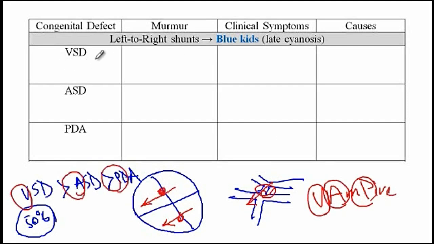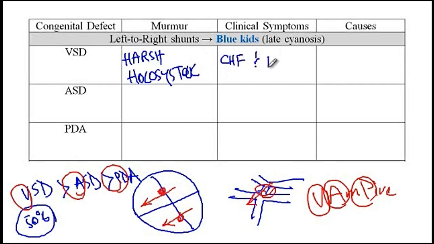Now let's start with VSD and talk about the type of murmur, clinical symptoms, and causes that are associated with ventricular septal defect. So the kind of heart murmur that you hear on examination with VSD is a harsh holosystolic murmur. And then since these patients develop pulmonary congestion as well as the increased blood flow into their left ventricle, there would be congestive heart failure and respiratory infections that are associated with VSD. And common causes of VSD include fetal alcohol syndrome as well as Down syndrome.